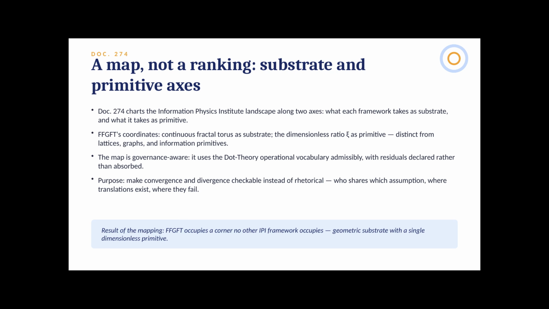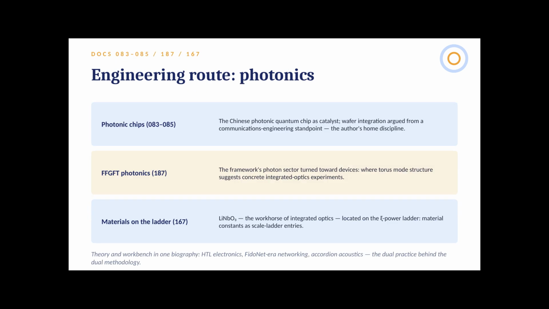FFGFT's coordinates: a continuous fractal torus as substrate, and the single dimensionless ratio, Greek ξ, as primitive, distinct from the lattices, graphs, and information primitives others use. The map is governance. It borrows dot theory's vocabulary properly, with declared leftovers rather than smuggled assumptions. The upshot is that FFGFT sits in a corner no other framework occupies, a geometric substrate with one dimensionless primitive. Not a judgment, just a position.